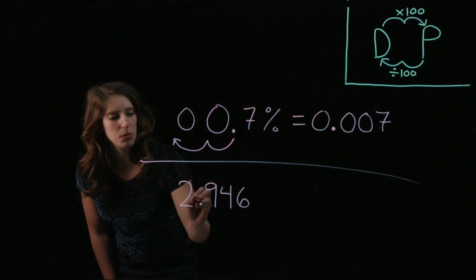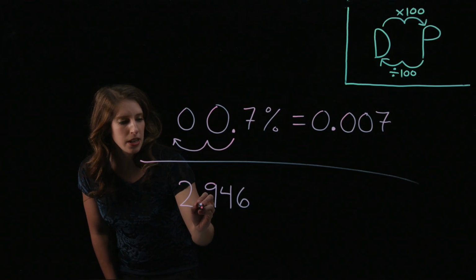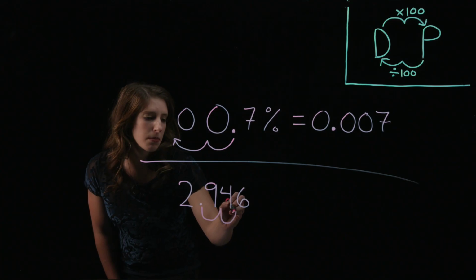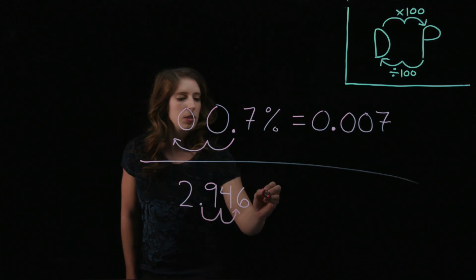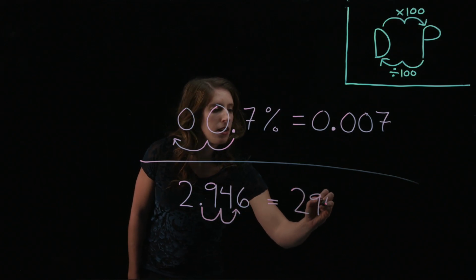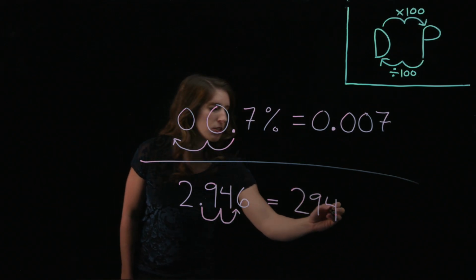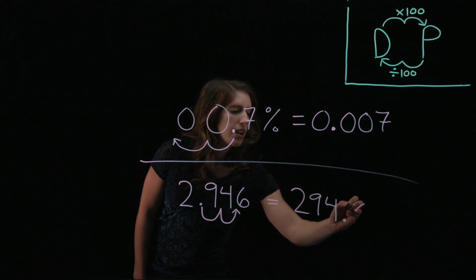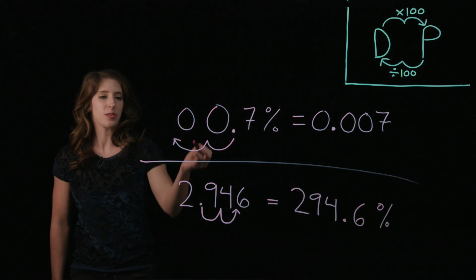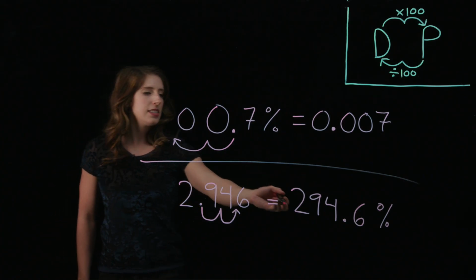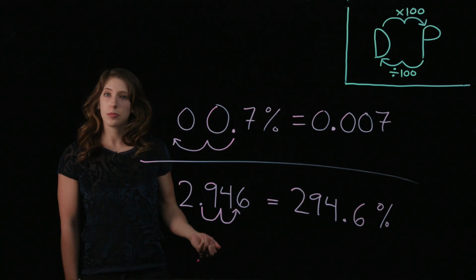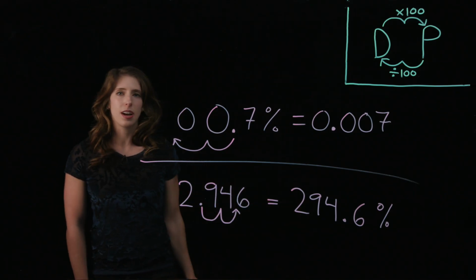Right now I can see my decimal point just before the 9. 1 place to the right puts it after the 9, and then 1 more place to the right puts it just after the 4. So rewriting this as a percent, we can write 294. There's the new location of the decimal point. And then the 6, don't forget your percentage symbol. So 2.946 is equivalent to 294.6%. We absolutely can have percents that are larger than 100%.